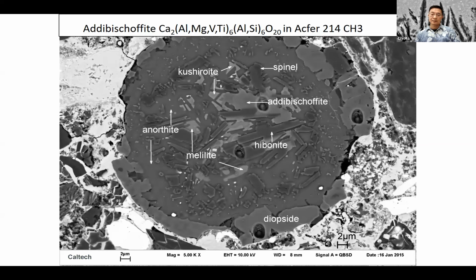Rdbischofite is only observed in one small CAI from a CH3 carbonaceous chondrite. It occurs here. So this grain here is rdbischofite in association with the hibonite and kieschurite.